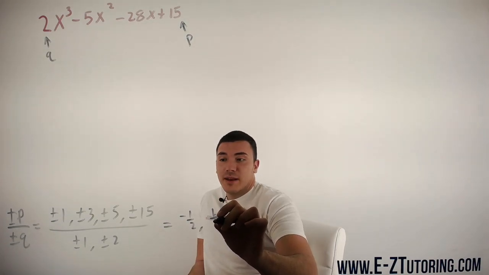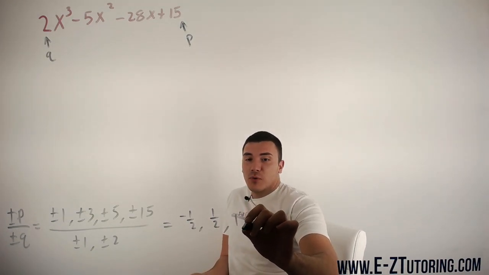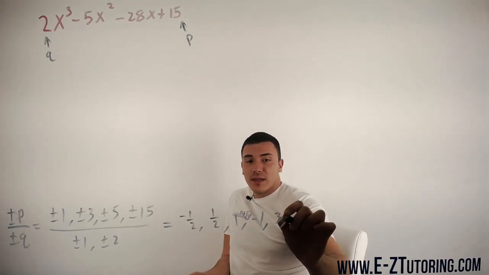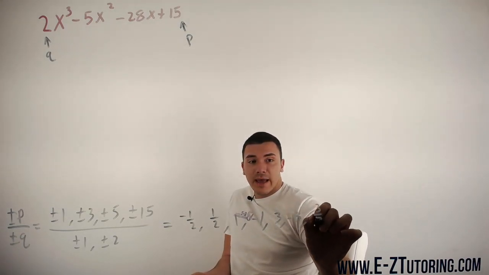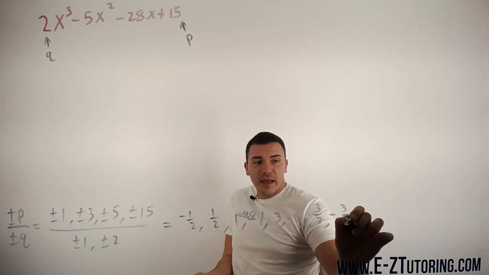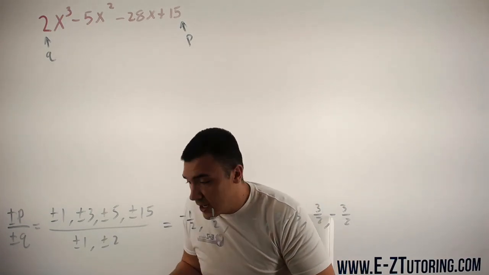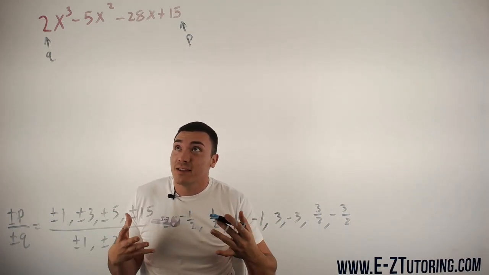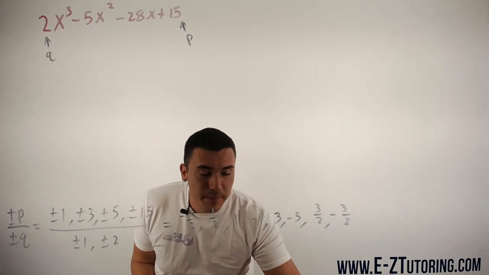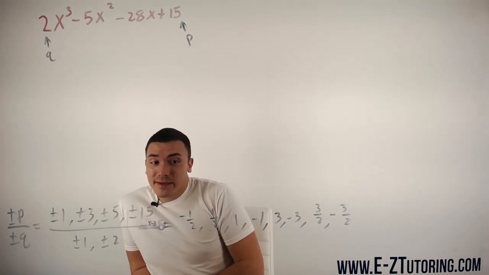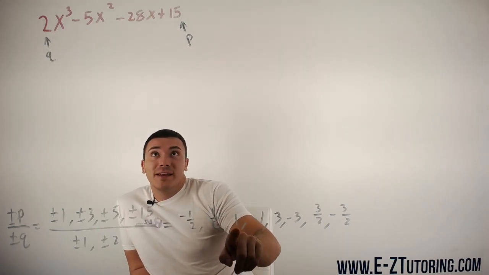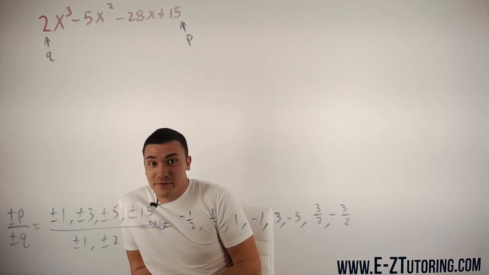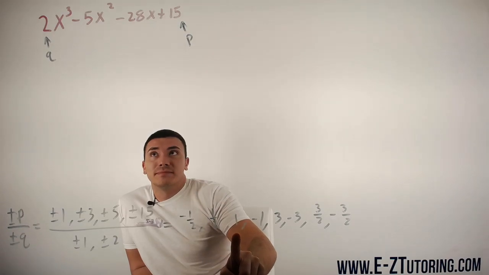We'll have negative 1/2 and 1/2. We'll have 1 and negative 1. We'll have 3 and negative 3, 3 halves and negative 3 halves, and so on. Now, we're not going to use the fractions. Of course, we want to try out the easy numbers first because that will make life easier. So, using the remainder theorem, we know that if we plug these numbers in and we get 0, therefore that number will synthetically divide. So let's try 1.